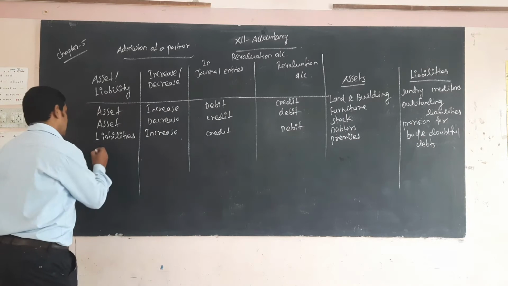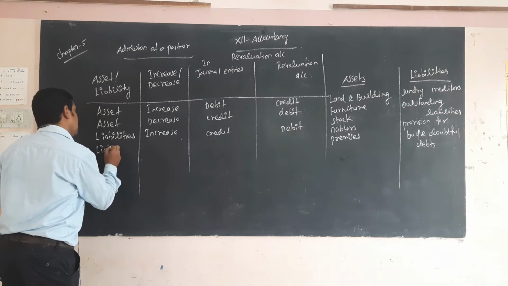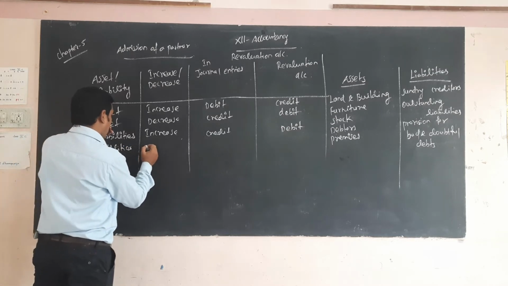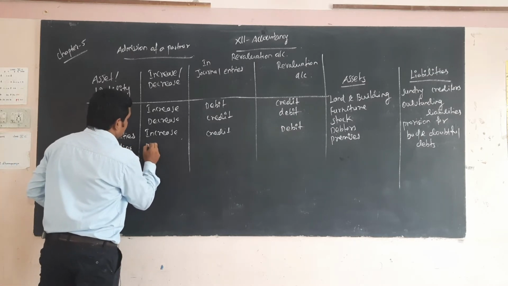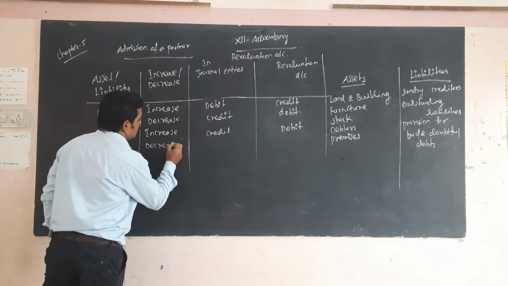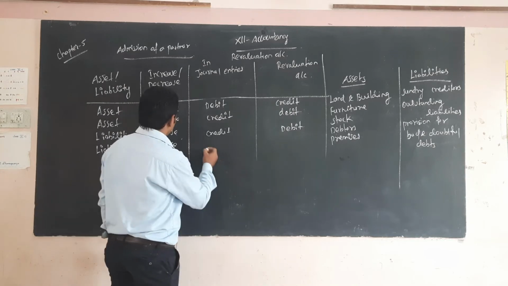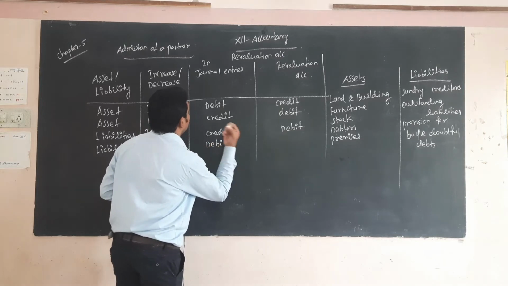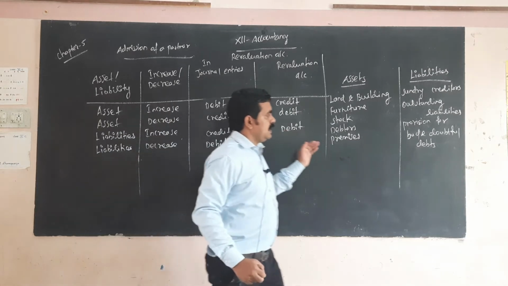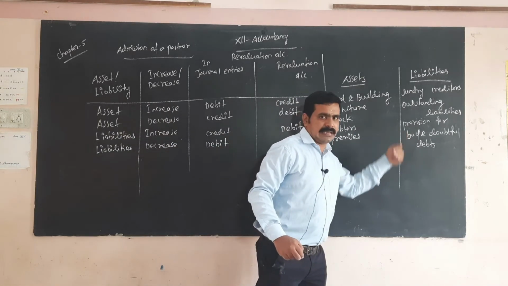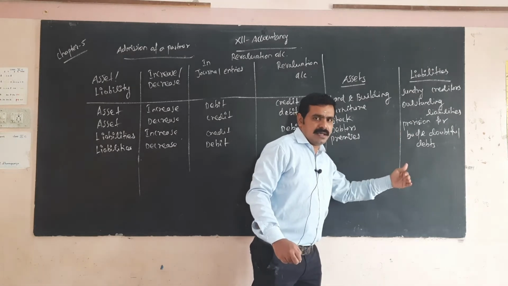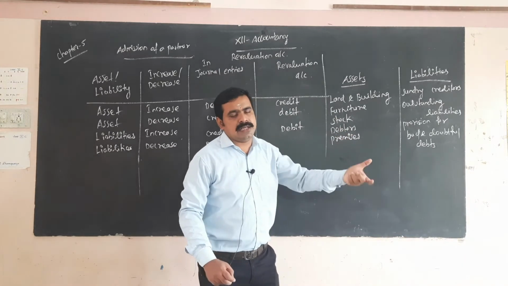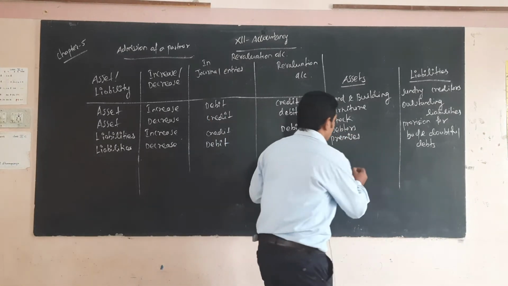Next, liabilities. In liabilities, decrease means in the journal entry it comes under the debit side. For example, provision for doubtful debts will decrease, outstanding liabilities will decrease, and also sundry creditor amount will be written off. It is called written off. That is a very important concept.